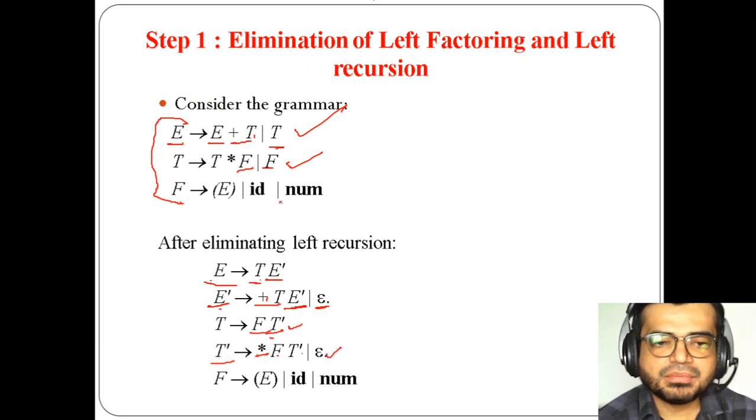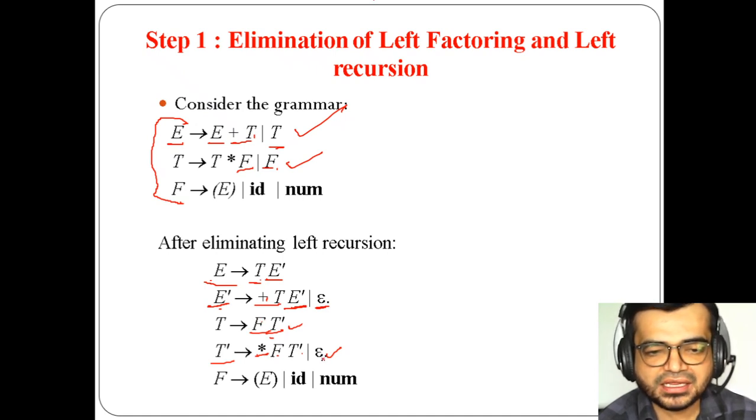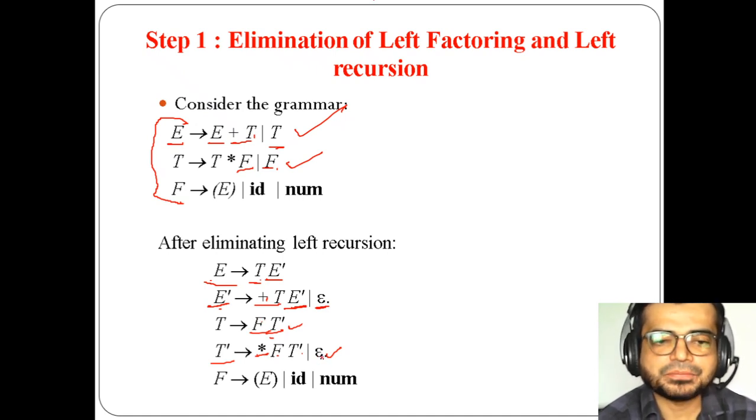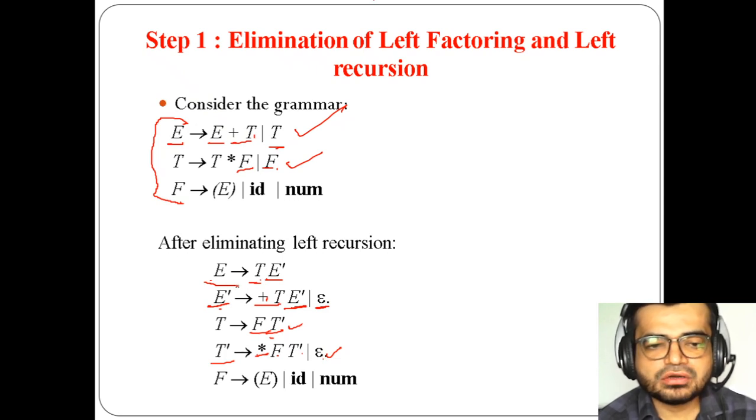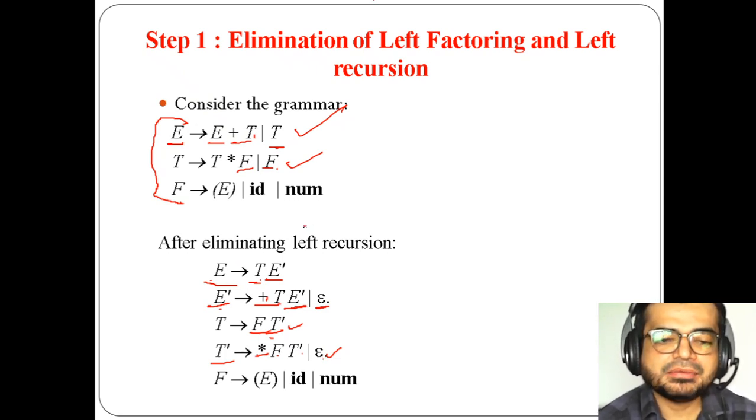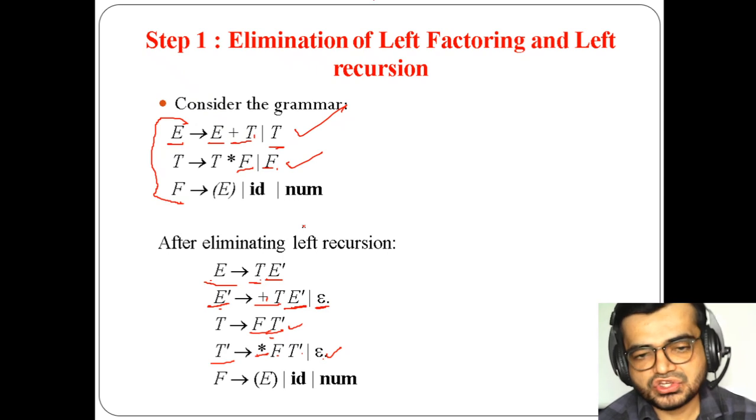Why epsilon? Because in the second production of f, f has already been taken into consideration, so there is no need to take f again here. That's why I'm taking epsilon here. So now this grammar has had its left recursion eliminated.